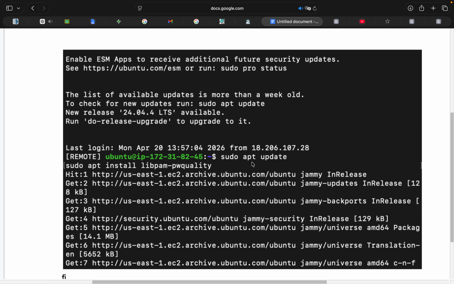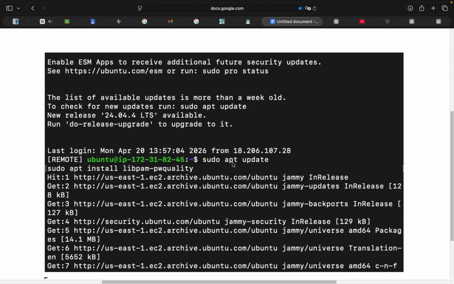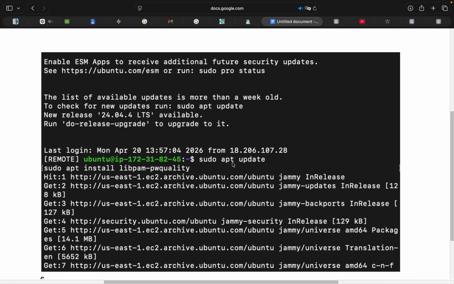So I ran sudo apt update and then installed libpam-pwquality. I did this because the default system doesn't have the internal engine to check password complexity. By installing this first, I'm giving the system the ability to actually validate password strength, which is the only way for me to meet the security standards the lab is looking for.